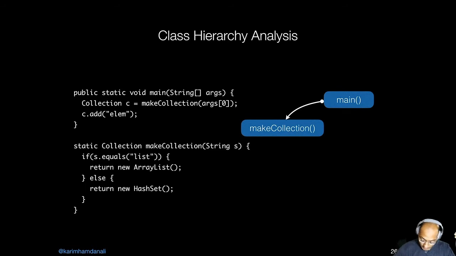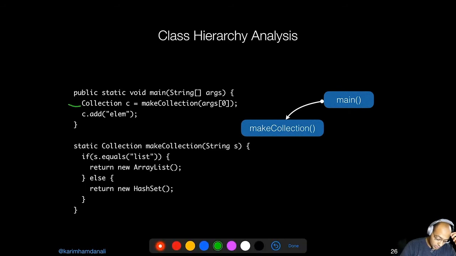So let's actually create the call graph for this and see what happens. The first thing is that the main method, in its first statement, is going to call makeCollection. It's a static function, and we know exactly that a static function is a direct call. There is no dynamic dispatch, there is no polymorphism. You know exactly which method is going to be called. So for this static call, we can just add makeCollection to main.